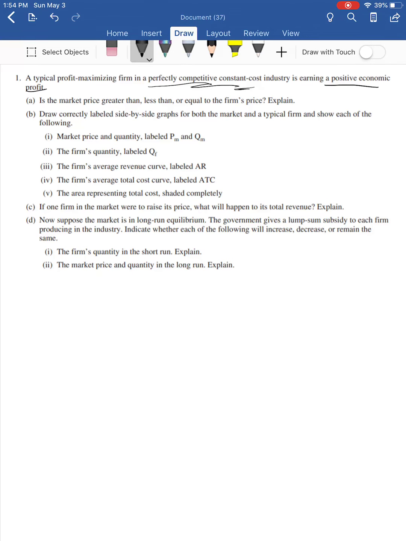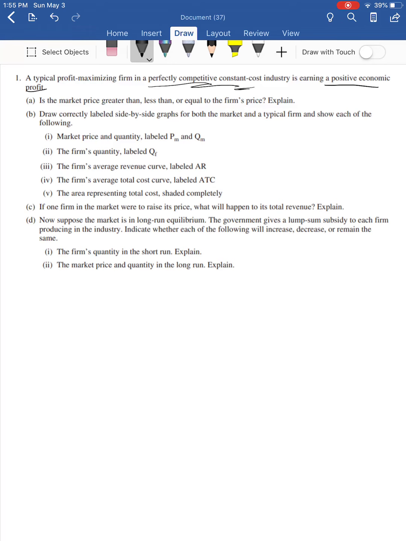Okay, this is the AP Micro FRQ 2015 question number 1. We're dealing with a perfectly competitive firm in a constant cost industry earning positive economic profit. And all of those things are important to note before we get started here.